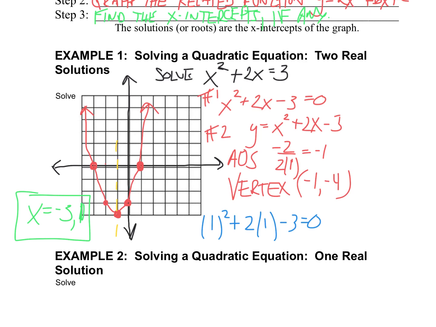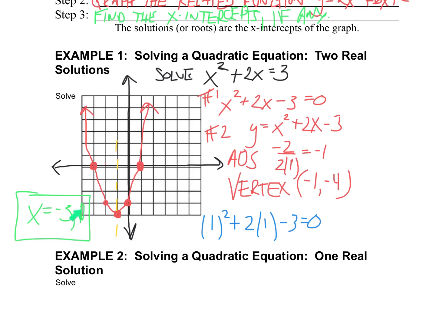We could definitely check this. It's definitely not a bad idea to check this. If I was to plug in negative 3 back up top, negative 3 squared is 9, plus 2 times a negative 3 is negative 6. 9 plus a negative 6 is 3.